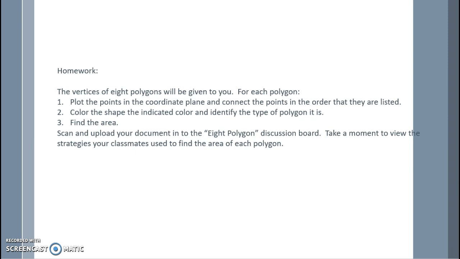Take a moment to view the strategies your classmates used to find the area of each polygon, as you might need to decompose them. In this discussion board, I will give you the vertices, what color, and further directions. I also give you a full page coordinate plane so that you can print and do all of the items that you need to complete on there. I look forward to seeing your creations.